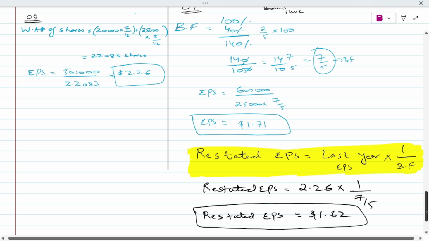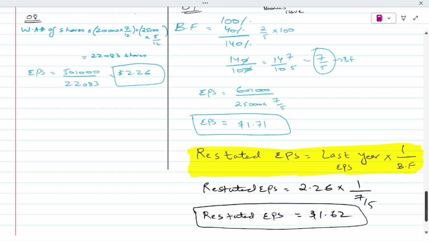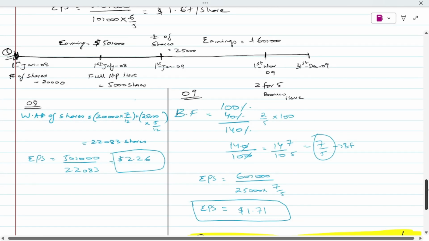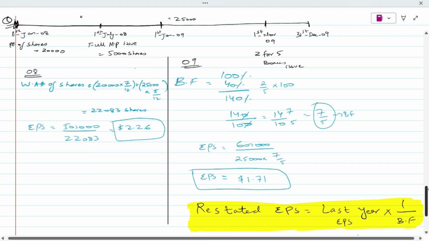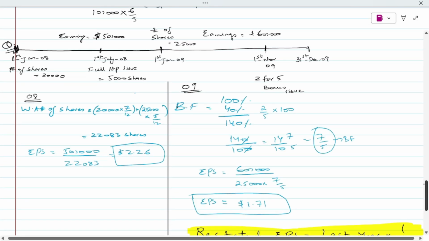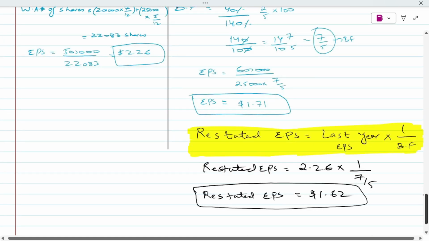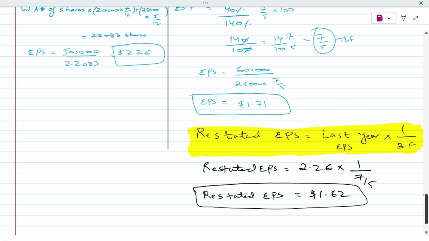So now, after giving the restated EPS, what we are telling the investor is that, see, the last year EPS was 2.26 because last year we did not make any bonus issue. We did not do any bonus issue. So if I adjust the bonus issue with the last year EPS, this is what the last year EPS is going to look like, 1.62. So now if you compare the last year restated EPS with this year EPS 1.71, you can actually see that our EPS is increasing.